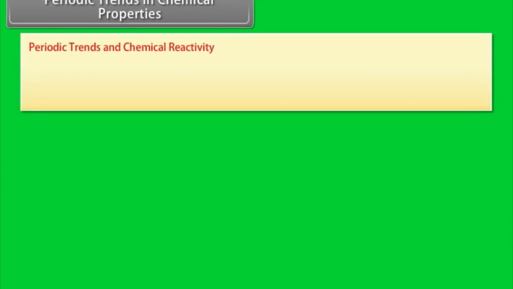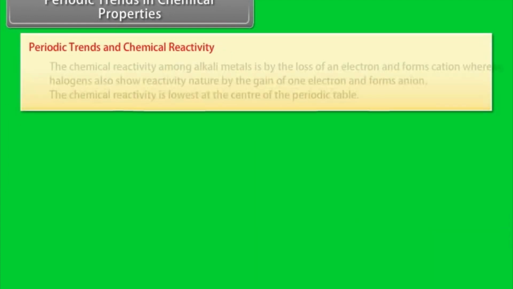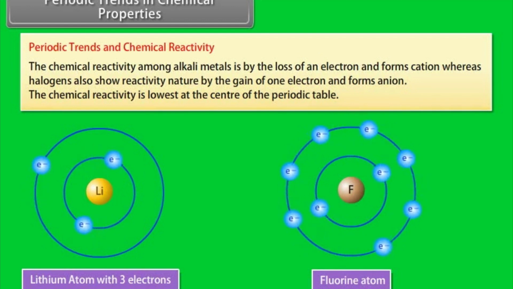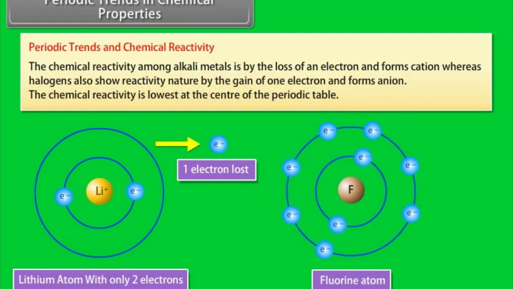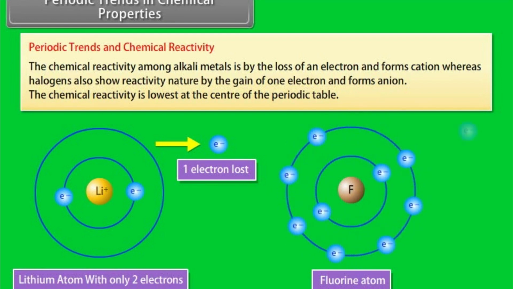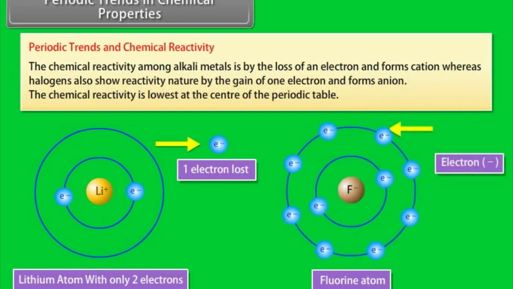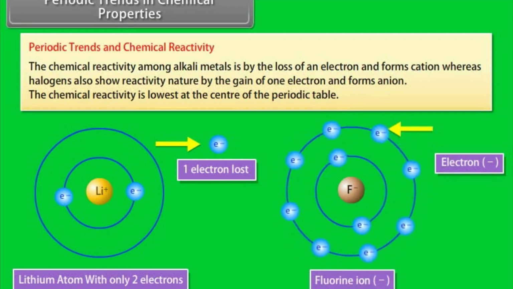Periodic trends and chemical reactivity. The chemical reactivity among alkali metals is by the loss of an electron and forms a cation, whereas halogens also show reactivity by the gain of one electron and form an anion. The chemical reactivity is lowest at the center of the periodic table.